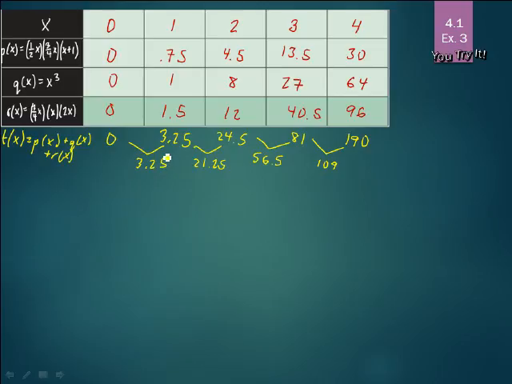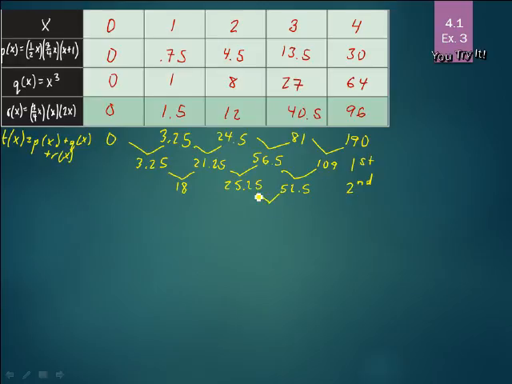Okay, and then since none of these are constant, none of them are the same, then we can keep going. So 109 minus 56.5 is 52.5. 56.5 minus 21 and 25 hundredths is 25 and 25 hundredths. 21 and 25 hundredths minus 3 and 25 hundredths is 18. So we see that was our first difference. This one's our second. Again, they're not constant, so let's keep going.